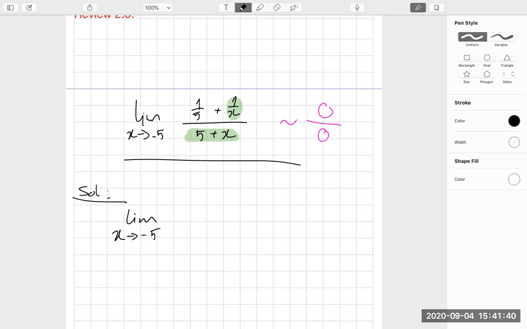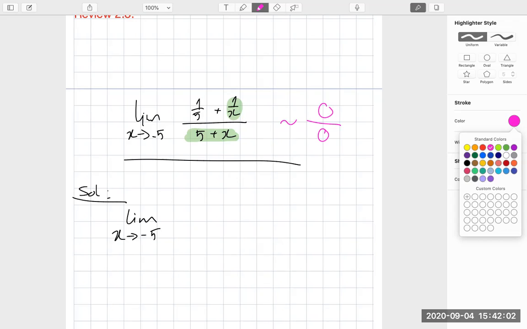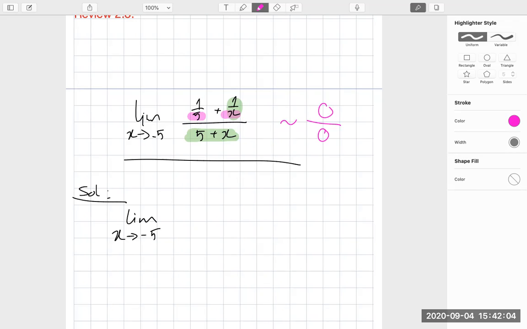We see that the numerator here, we can add them up and make a single fraction. In order to do that, we need to find the least common denominator of these two fractions. What is the least common denominator of these two? 5x. 5x, perfect. Very good.